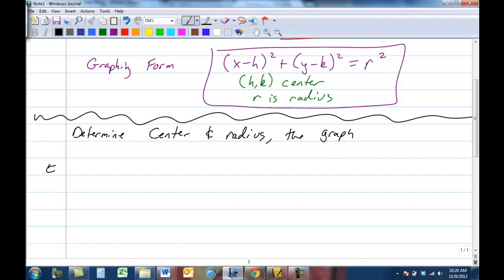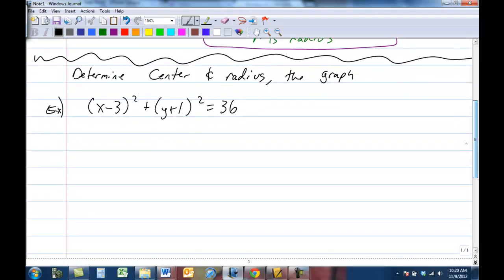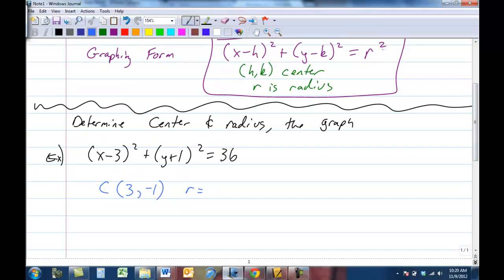So, our first example here is going to be parentheses x minus 3 quantity squared plus y plus 1 quantity squared equals 36. Alright, so the center is going to be the point, now it looks like negative 3. Remember, it's the opposite of what you think. 3 looks like positive 1. It's the opposite of what you think. Negative 1. And the radius, now remember that this was r squared, where r is the radius. So the radius isn't 36. The radius is 6 here.